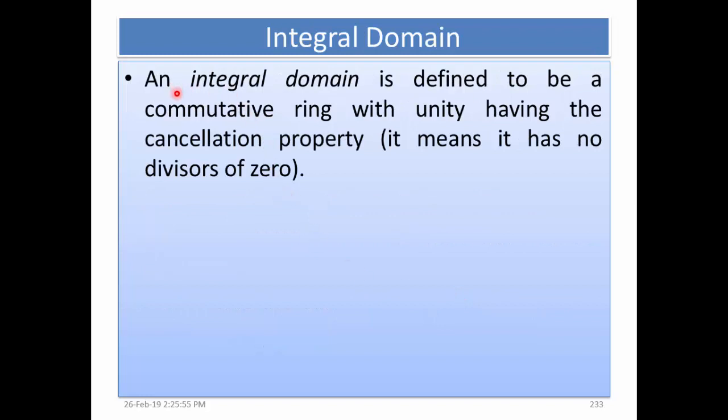What is an integral domain? An integral domain is defined to be a commutative ring with unity having the cancellation property. If there is a ring which is commutative, meaning if you multiply A by B or B by A, the result remains the same, and it has a unity or 1 as well, then it has the cancellation property, meaning it has no divisors of 0. In that case, such a ring will be called an integral domain.